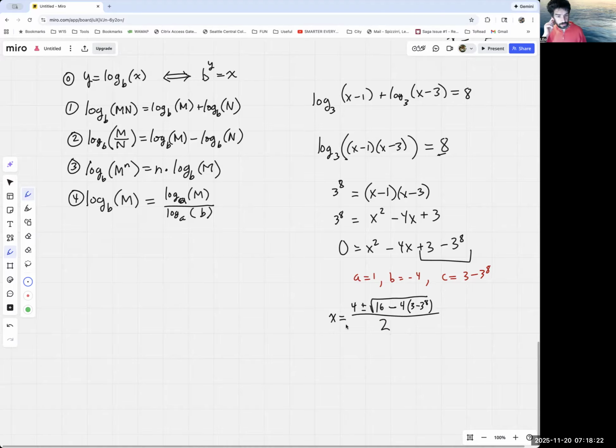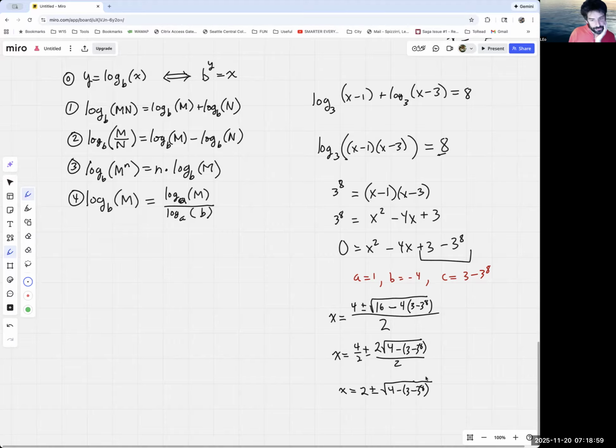And so we can rewrite this a little nicer. x equals 4 over 2 plus or minus. In the square root, notice there's a factor of 4 in both of these, so that can come out of the square root as a 2, leaving behind 4 minus 3 to the 8th over 2, which we can cancel all those 2s now. So we have 2 plus or minus the square root of 4 minus 3 to the 8th.